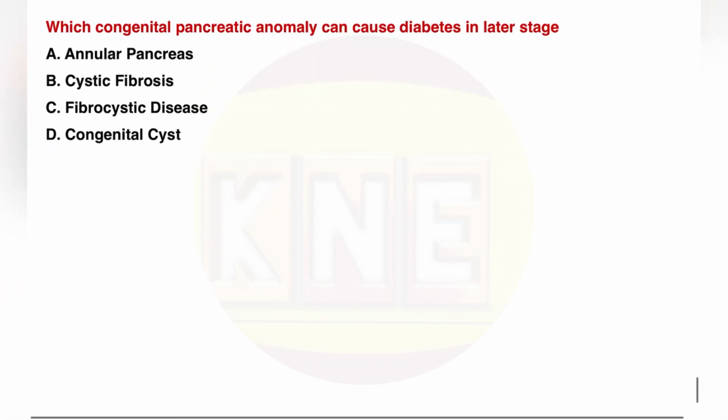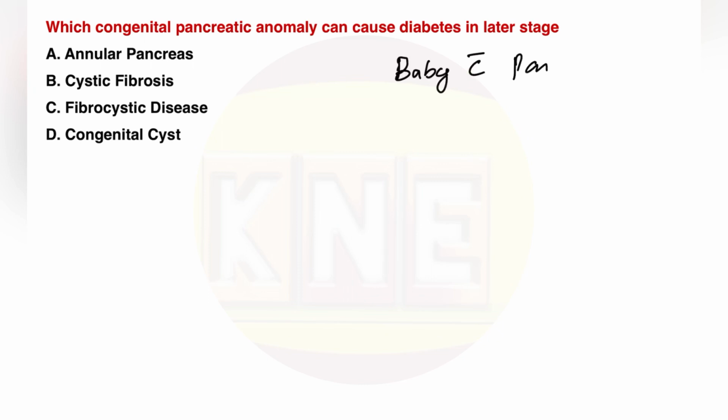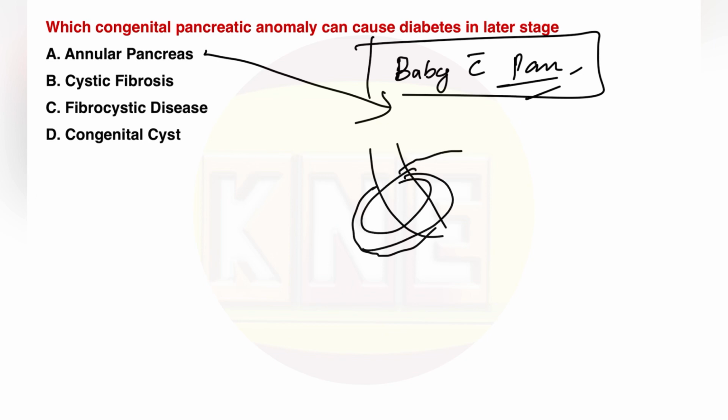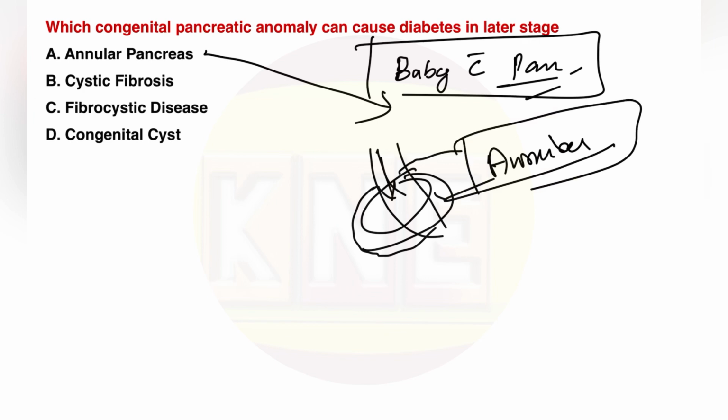The next question is, which congenital pancreatic anomaly can cause diabetes in a later stage? See, diabetes in a later stage, in a child, means a baby with a pancreatic disorder, that is, by birth itself there is a pancreatic disorder. So annular pancreas means the head of the pancreas envelops and encircles the duodenum, and it causes stoppage of the duodenum, and there is no passage of any food items there. That is called annular pancreas. This is also one type of congenital pancreatic anomaly.